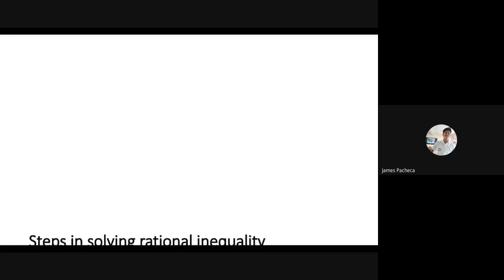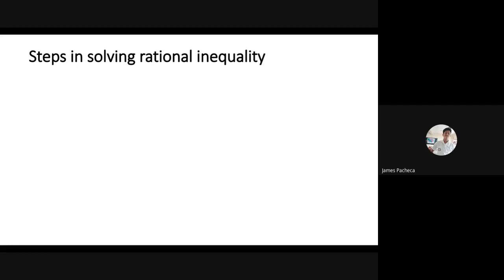30 minutes na, hindi pa ako nagsisimula. So, the steps in solving rational inequality, takitype po kung hindi naintindihan, binibilisan ko kasi it's 10:30.